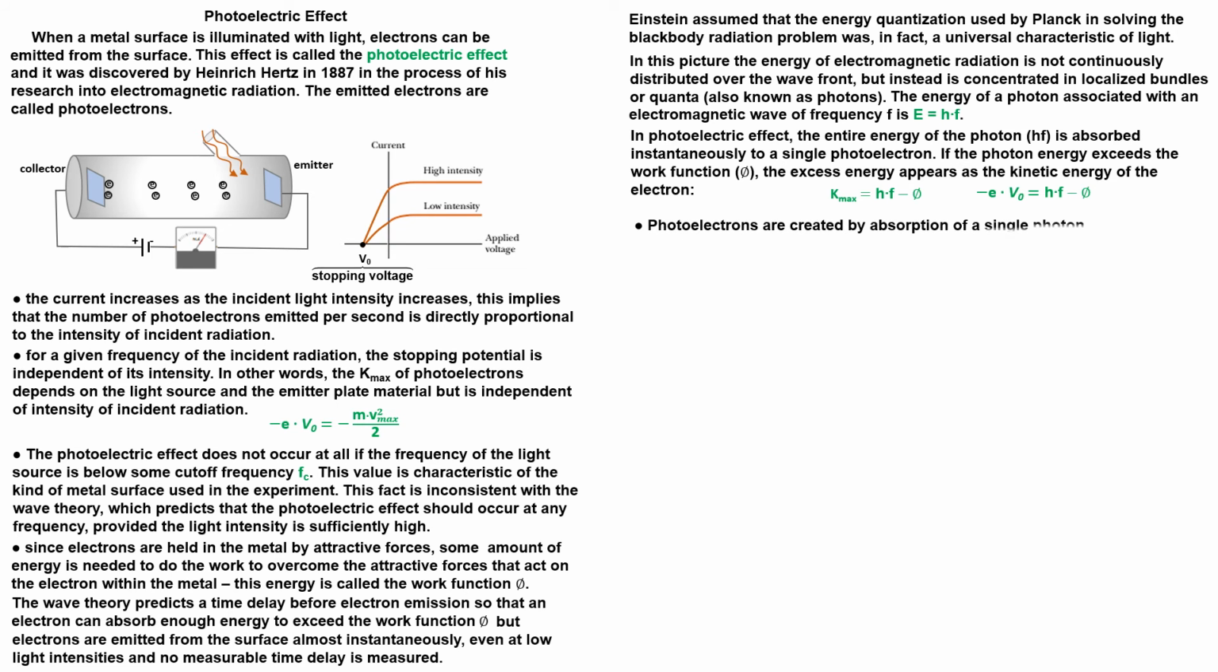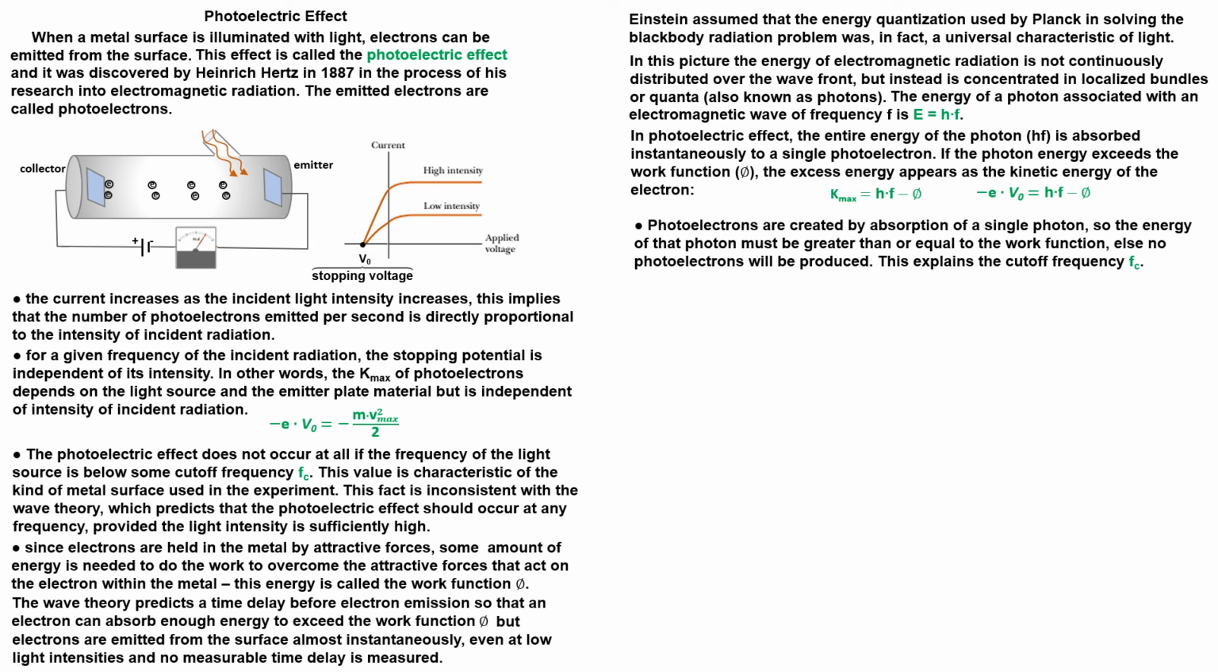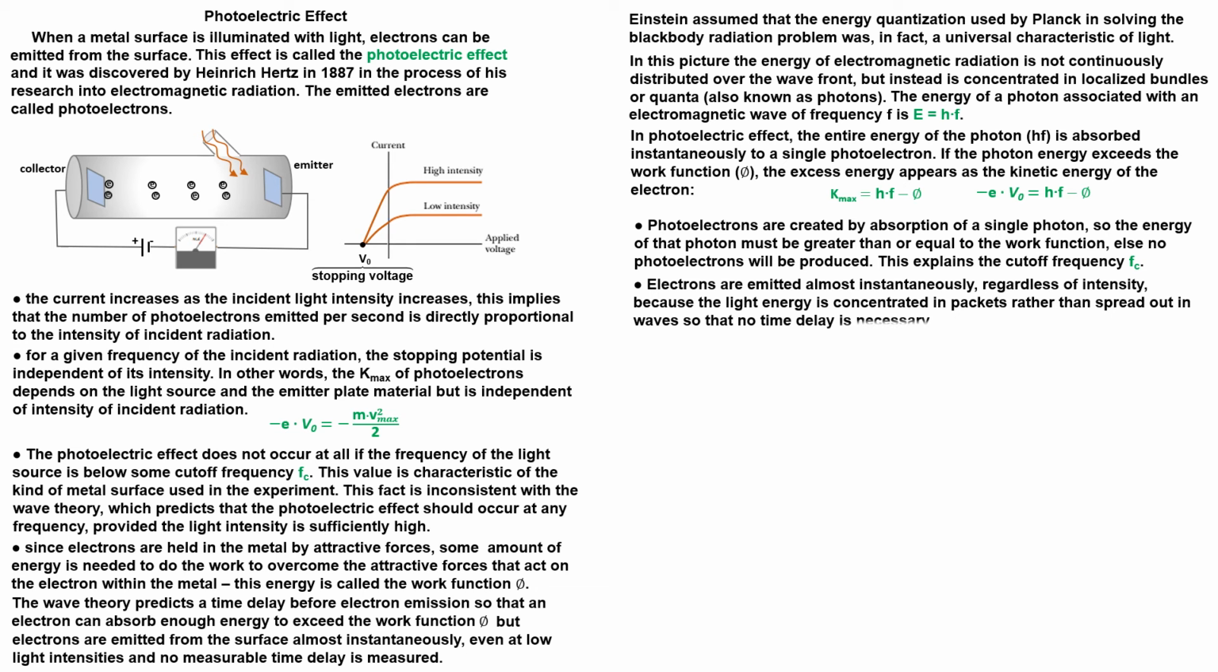Photoelectrons are created by absorption of a single photon, so the energy of that photon must be greater than or equal to the work function, else no photoelectrons will be produced. This explains the cutoff frequency. Electrons are emitted almost instantaneously regardless of intensity, because the light energy is concentrated in packets rather than spread out in waves, so that no time delay is necessary. An increase in intensity of the light beam means more photons are incident, so more electrons will be ejected.